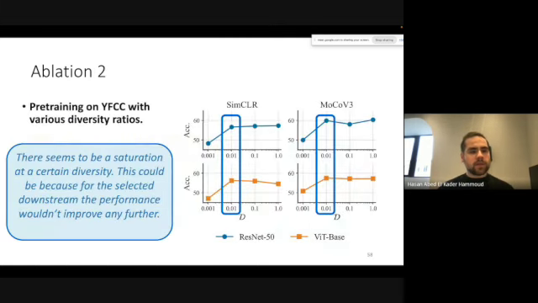The second ablation we did was basically what happens when you do pre-training on YFCC with various diversity ratios. And what we find is that at a certain point, which is 0.01 or 1% of YFCC, which is a million samples, you pretty much saturate. There's nothing more that could be offered by this data set. And so there seems to be a saturation, and it would be very interesting for future directions for people to explore how can we detect this saturation. Is this saturation simply because this is as much as we can learn for those downstream tasks given the distance that we have defined earlier?